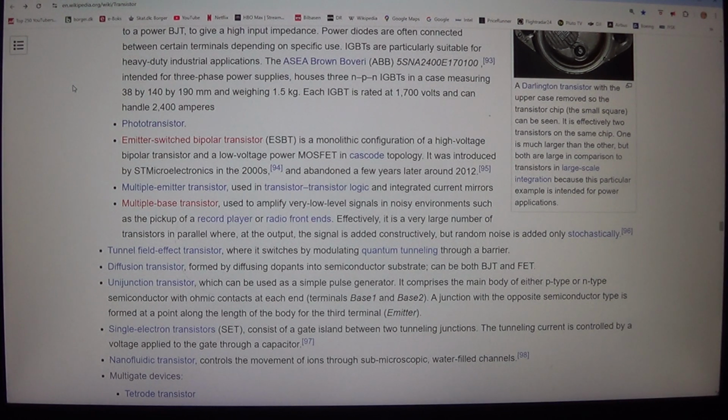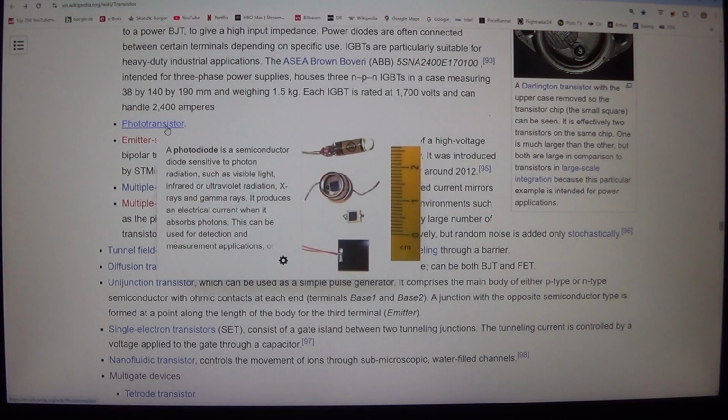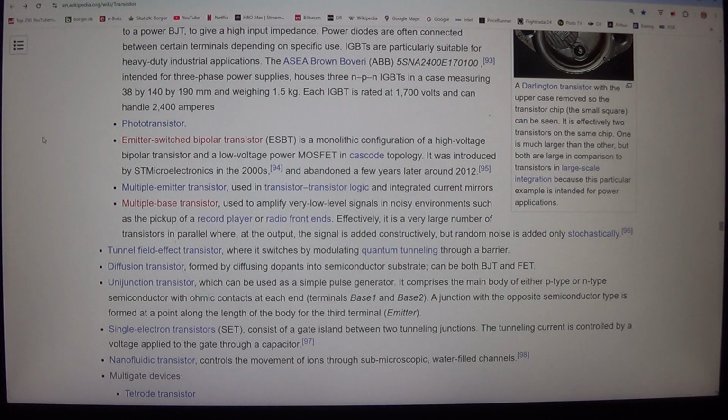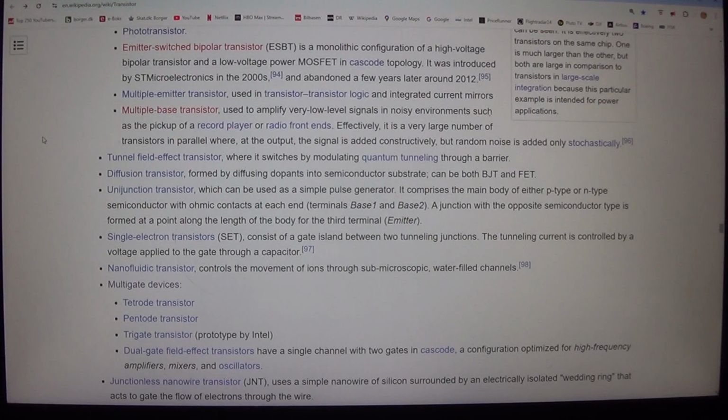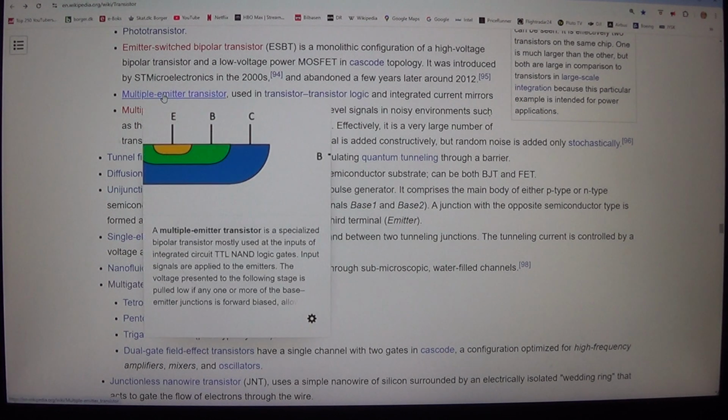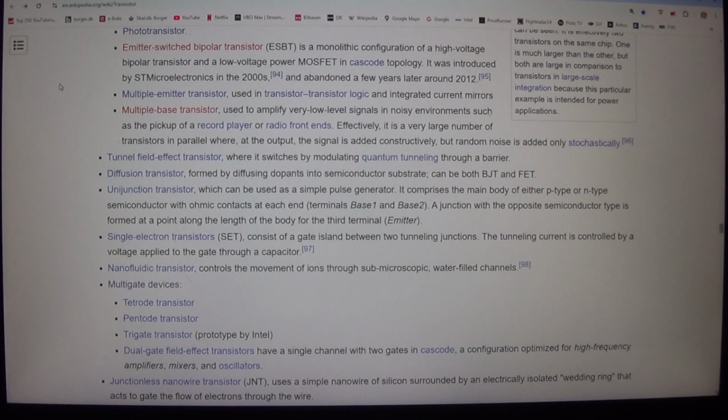6. Phototransistor. 7. Emitter-switched bipolar transistor, ESBT, is a monolithic configuration of a high-voltage bipolar transistor and a low-voltage power MOSFET in cascode topology. It was introduced by STMicroelectronics in the 2000s, and abandoned a few years later around 2012. 8. Multiple emitter transistor, used in transistor logic and integrated current mirrors.